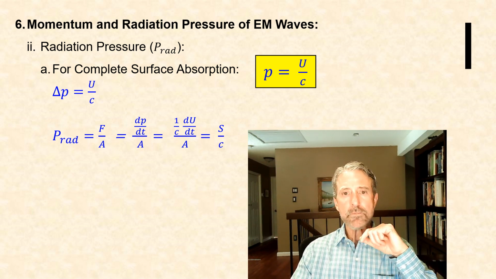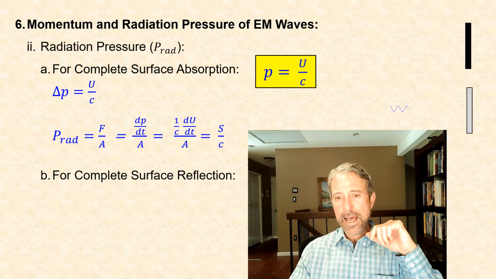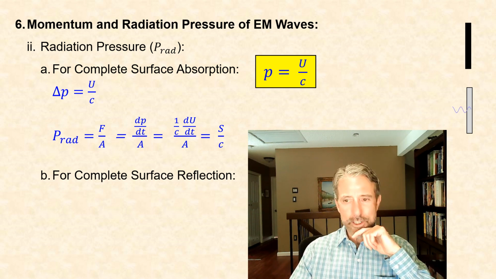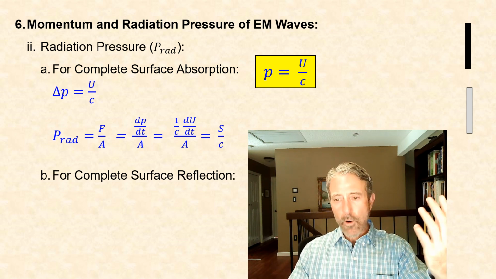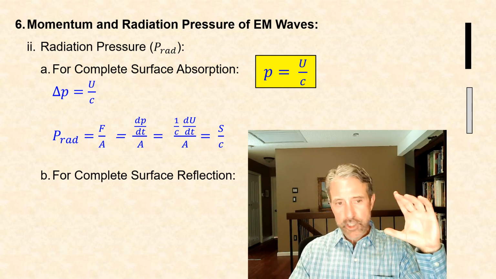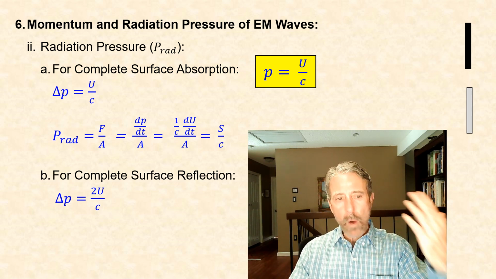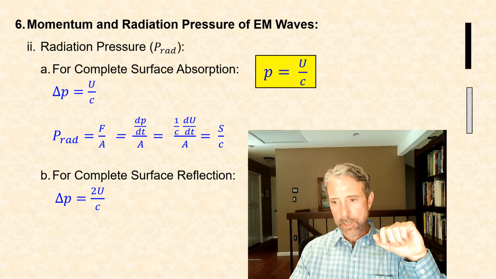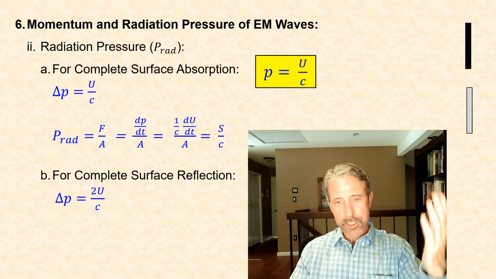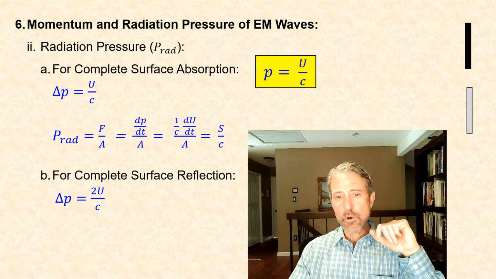So when we look at the case of complete reflection, as illustrated in the simulation here, the wave is completely reflected from the surface. Recall what we came up with a few slides ago, where we said in that case the change in momentum, whether we're using a particle model or a wave model for light, would be twice what it is for the case of complete absorption. So if the momentum change for complete absorption is U over c, for complete reflection it's twice that big, or 2U over c.